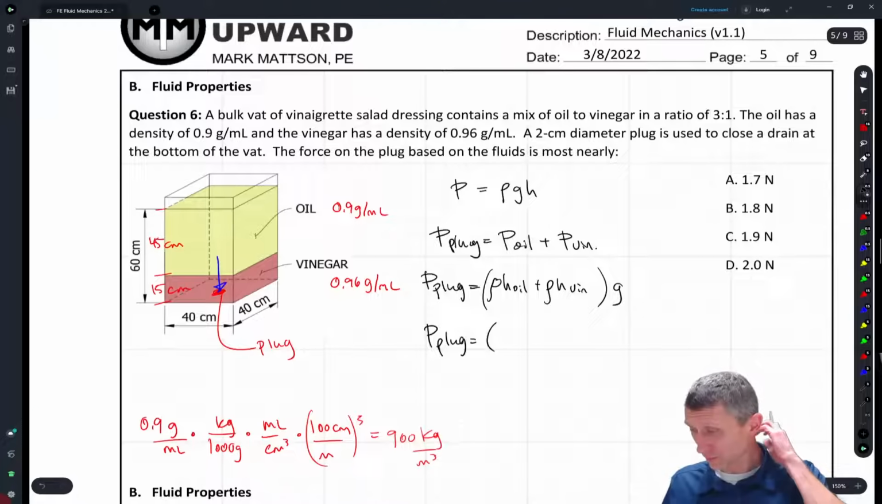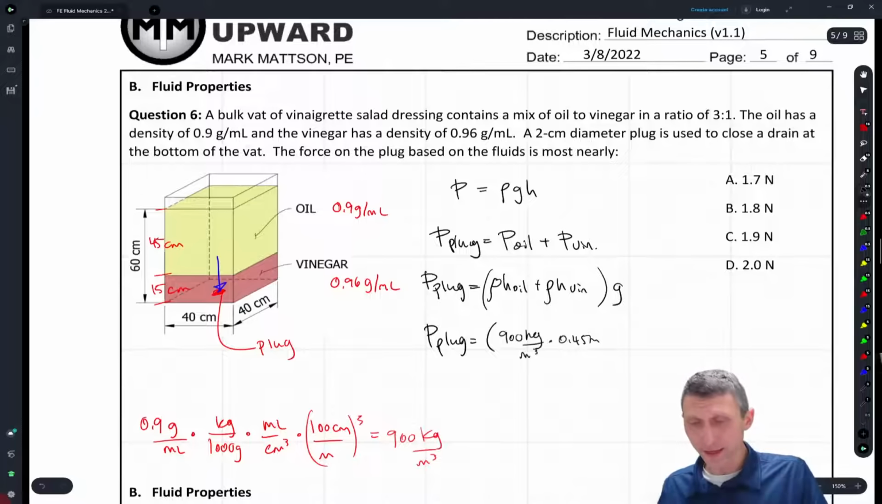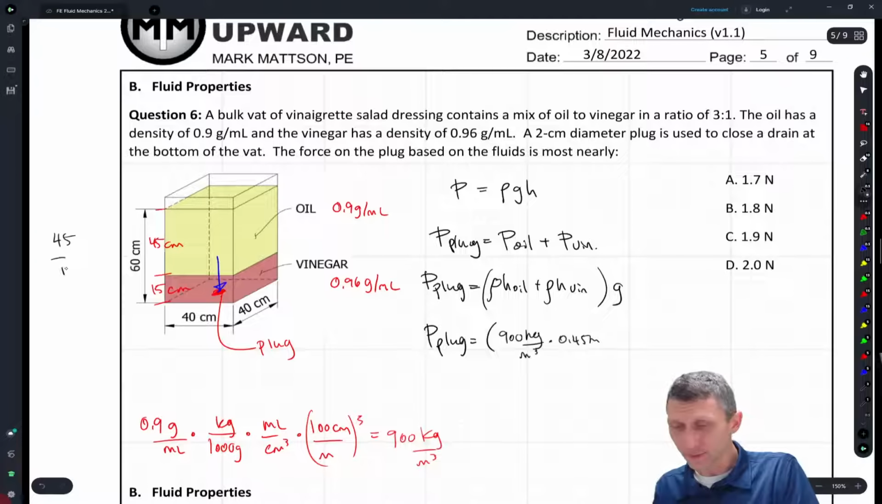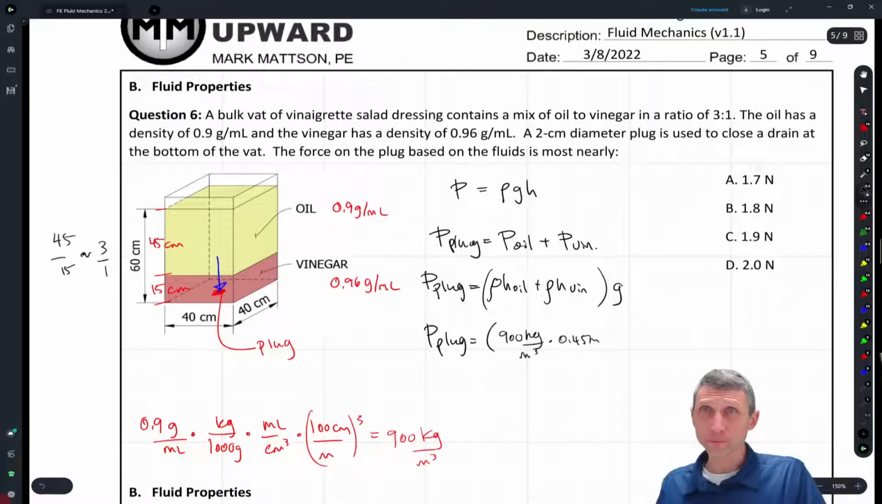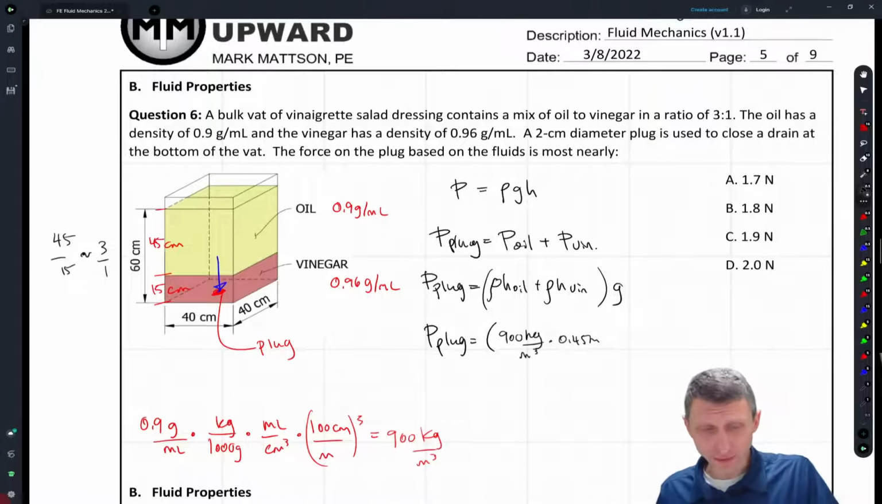So we're going to do this. We have 900 kilograms per cubic meter times 0.45 meters. And how did I get that? 45 to 15 is equivalent to a 3-to-1 ratio, right? So that's the 60. 3 plus 1 is 4, 60 divided by 4 is 15. So 15 is 1 part, 3 parts is 45. Okay, so that's how we got that.